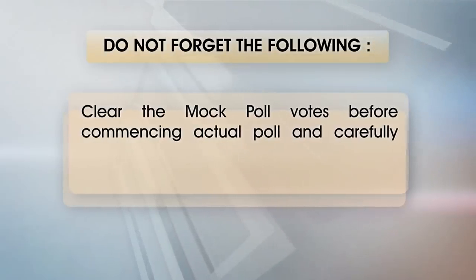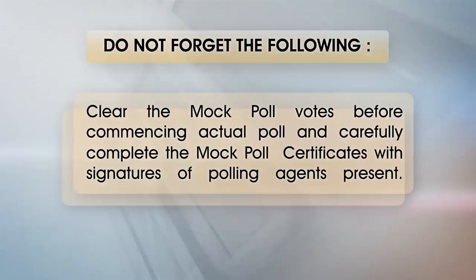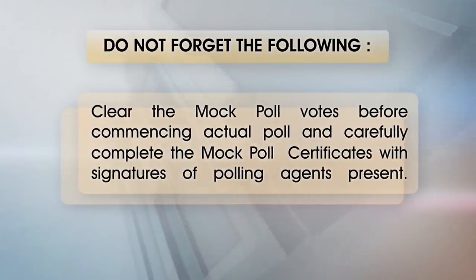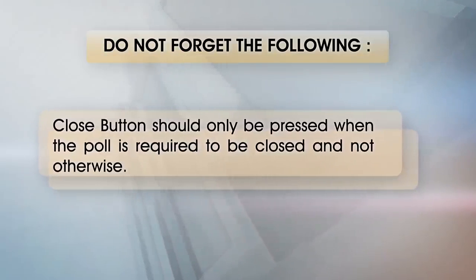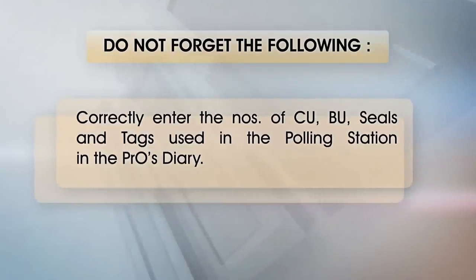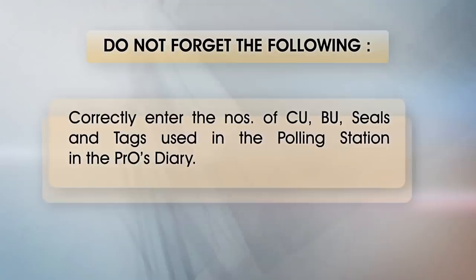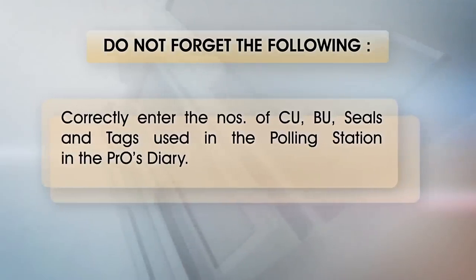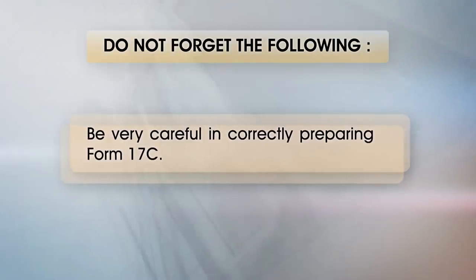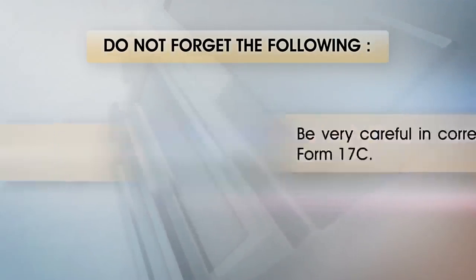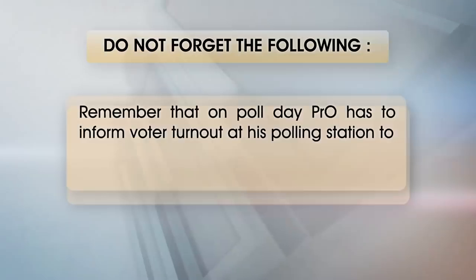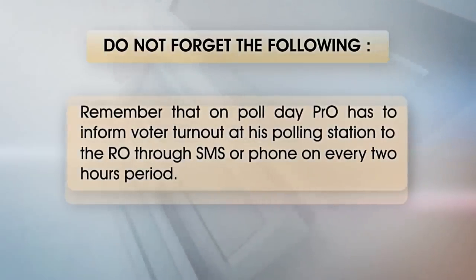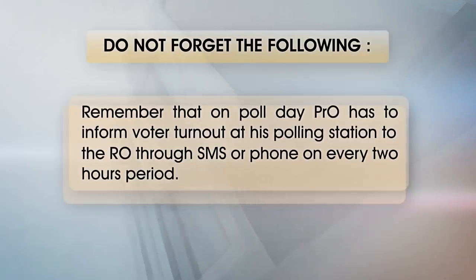Do not forget the following. Clear the mock poll votes before commencing actual poll and carefully complete the mock poll certificates with signature of polling agents present. Close button should only be pressed when the poll is required to be closed and not otherwise. Correctly enter the numbers of CU, BU seals, and tags used in the polling station in the PRO's diary. Be very careful in correctly preparing Form 17C. Remember that on poll day, PRO has to inform voter turnout at his polling station to the RO through SMS or phone on every 2 hours period.